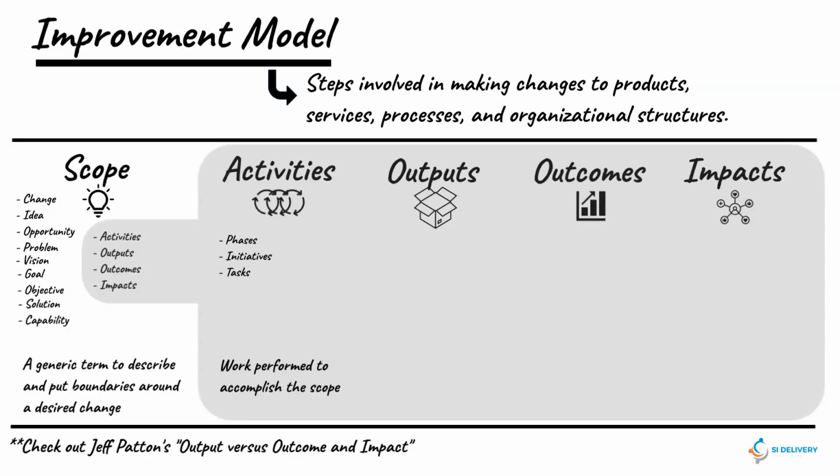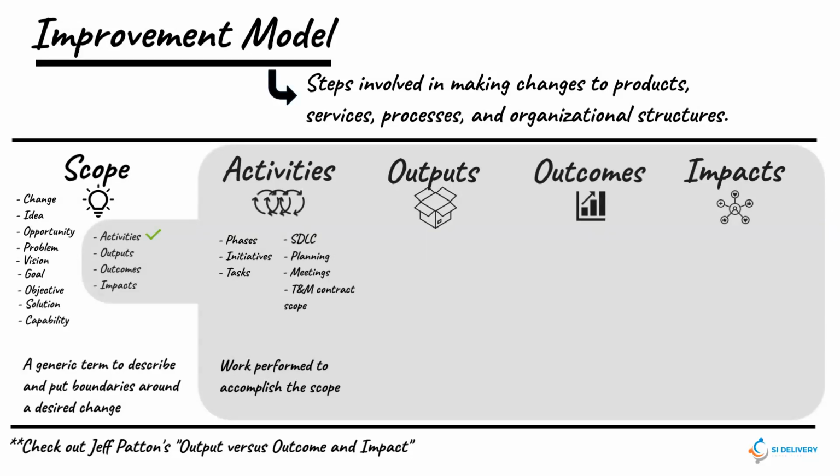Next, we have activities, the work performed to accomplish the scope, which are often communicated as phases or initiatives or tasks depending on the level. If we define our scope as the completion of an activity, the scope is considered complete when the activity is performed regardless of the result. The software delivery lifecycle mostly falls into the category of activities. Planning is an activity. Meetings fall into the category of activities. Activities are most commonly used to scope time and materials vendor contracts.